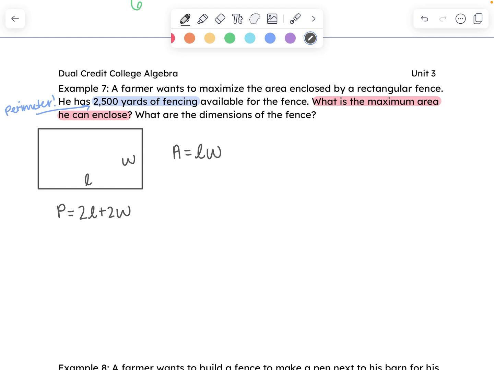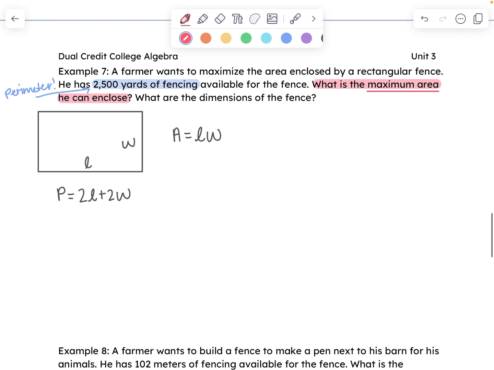But what's going to happen is we're going to kind of have to set up a system of equations here to help us solve it. But what I want to think about too is I'm trying to find the maximum area he can enclose. So let's start with what we know. We know that he has that 2,500 yards of fencing. So I'm going to say 2,500 is equal to 2L plus 2W. I write my L's in cursive so they don't look like a 1, so I can keep it straight.